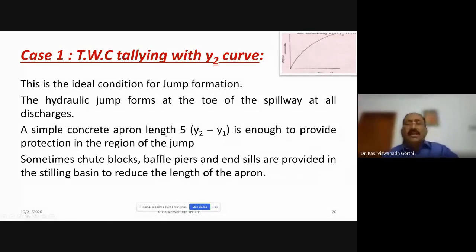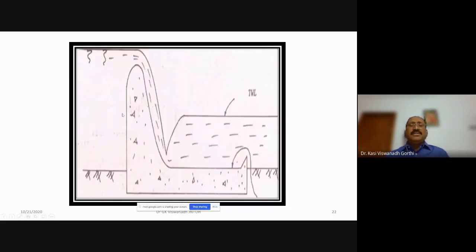A simple concrete apron of length 5 times (y2 minus y1) is enough to provide the protection in the region of the jump. Sometimes chute blocks, baffle piers, and end seals are also provided in the stilling basin to reduce the length of apron. So this is how, when Y2 and TWC are coinciding, you need to provide a solid apron at the downstream foot of the spillway. If you know the values of Y2 and Y1, 5 times (Y2 minus Y1) would be equal to the approximate length of the solid apron required for this type of jump formation.